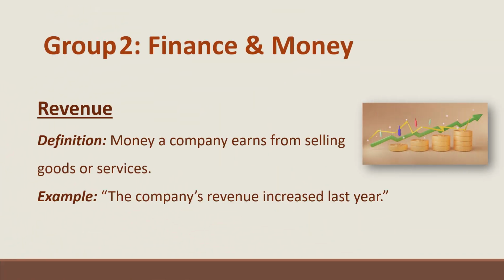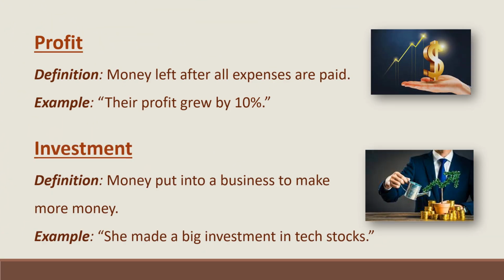Our next group is finance and money. First word: revenue. Revenue is the money a company earns from selling goods or services. Example: the company's revenue increased last year. Profit is our next word. Profit is the money left after all expenses are paid. For example, their profit grew by 10%.